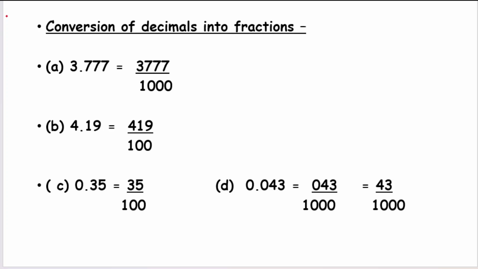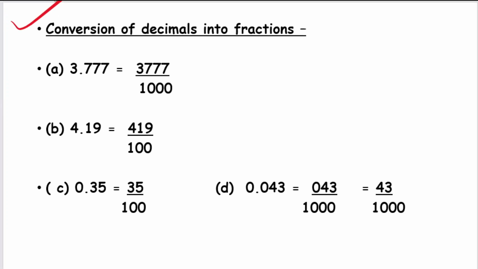Now let us look at another type of question: conversion of decimals into fractions. This is just the opposite of the previous question. This time we are getting decimals in the question and we are converting them into fractions. Question A: 3.777. A very important rule is that after the point, we will see how many decimal places are there. There are 3 decimal places.